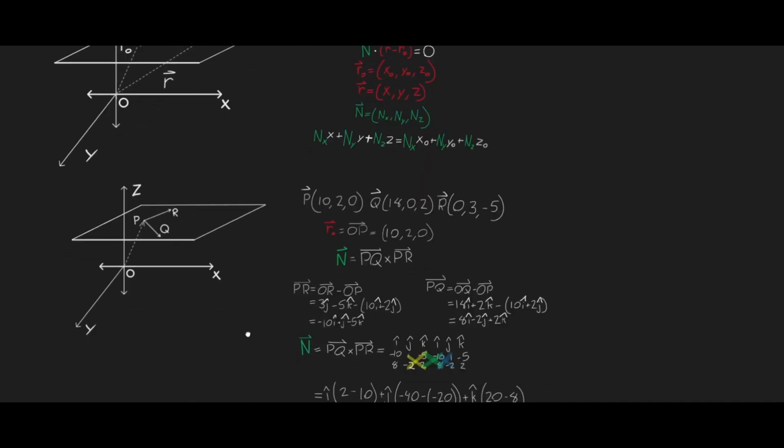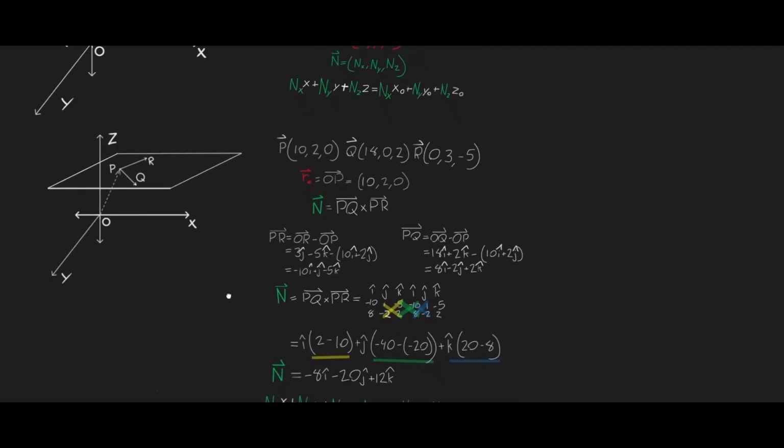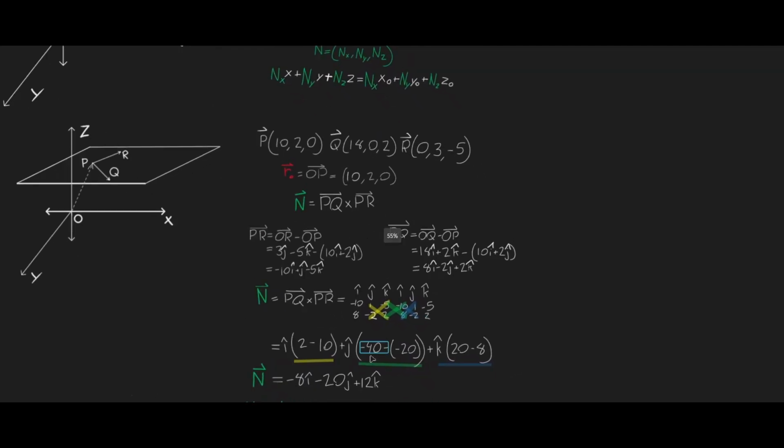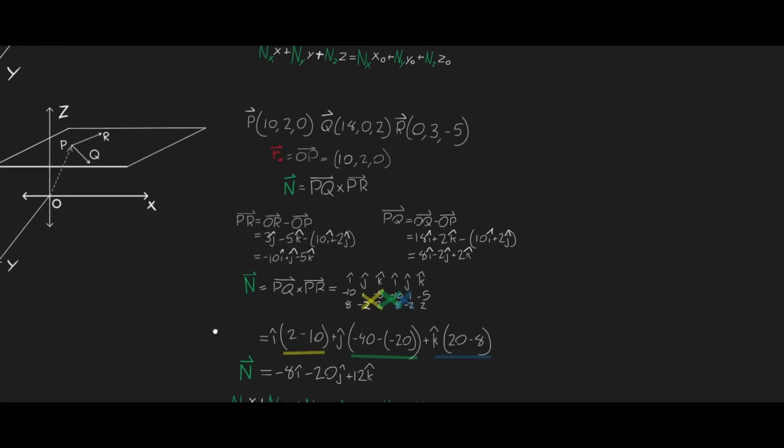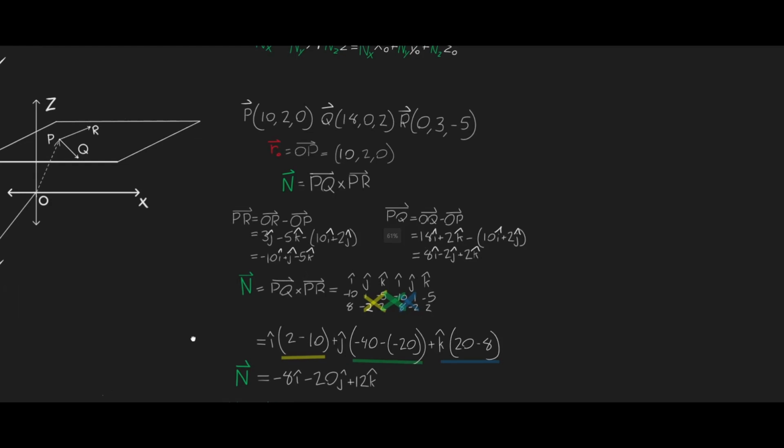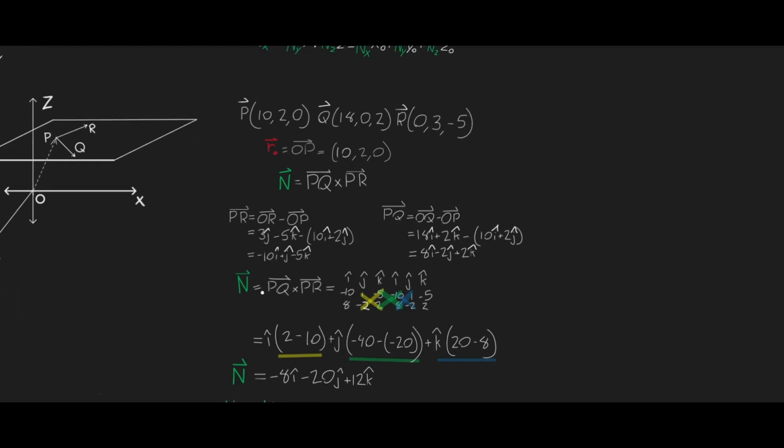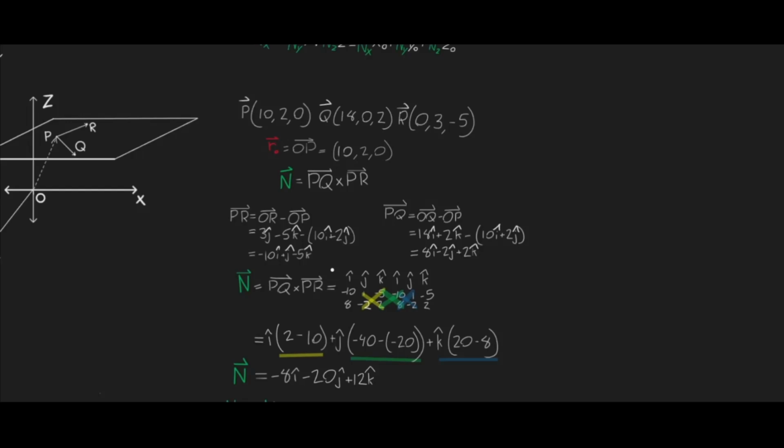So the way we find n with those two vectors is we're going to perform the cross product. The cross product of two vectors is another vector that's perpendicular to both vectors. So the cross product of PQ and PR is going to be a vector that's perpendicular to both of them. So to find the cross product, we need to set up this here. To set this up, we need to write the components of the first vector on the top row and the components of the second vector on the bottom row for each of their i, j, and k components.